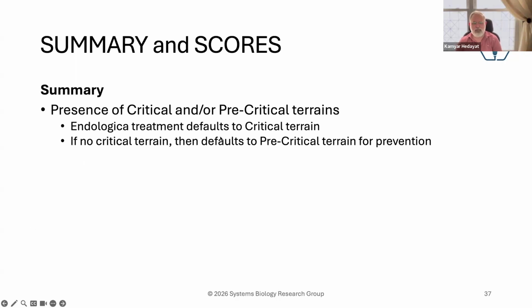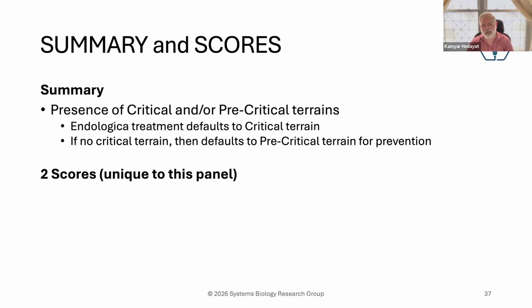And then it'll recommend the essential endologica products. And if there's both an allergic tendency and the hyperimmune tendency, it's going to recommend the essential treatment for the allergic terrain. Only when the allergic terrain is not present, it'll say, okay, well, you can still use this to focus on the precritical terrain.